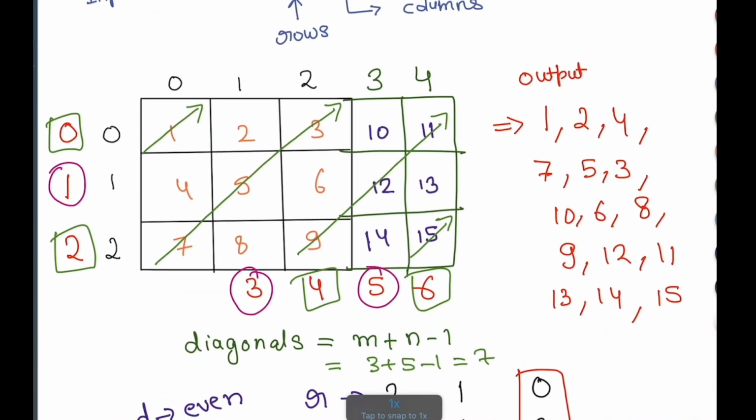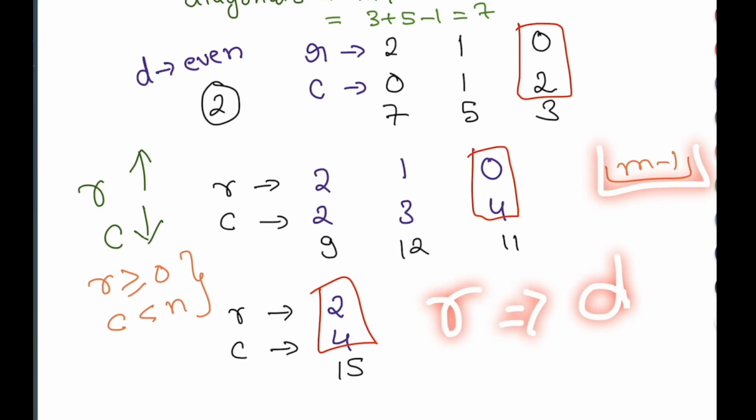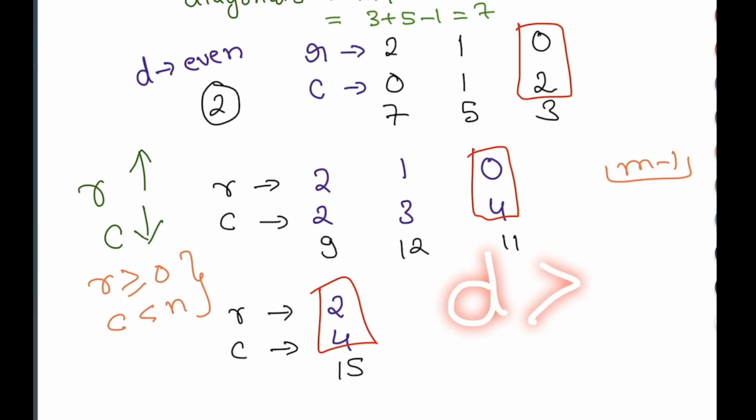Now what you need to notice here is when the diagonal is 0, the starting point of our row is 0. When the diagonal is 2, the starting point of our row is 2. When the diagonal is 4, the starting point of our row is 2. When it is 6, it is 2. So the pattern which we understand here is our starting point of our row will be equal to diagonal if this diagonal is less than or equal to m minus 1. But if the diagonal index is more than this particular value, our row is m minus 1.